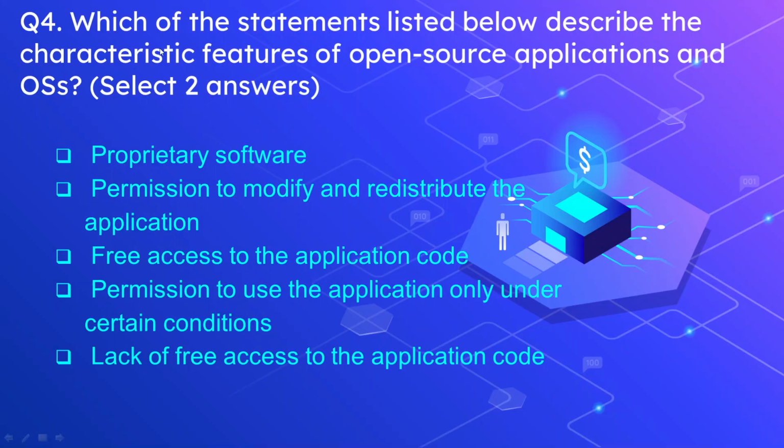Question number 4 is that which of the statements listed below describe the characteristic features of open source application and operating systems? Select two answers. Option number 1 is it is a proprietary software. Option 2 is permission to modify and redistribute the application. Option 3 is free access to the application code. Option 4 is permission to use the application only under certain conditions. And option 5 is lack of free access to the application code.